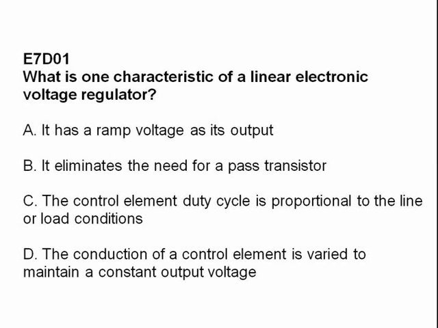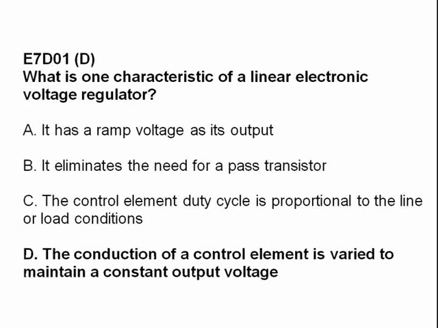What is one characteristic of a linear electronic voltage regulator? A. It has a ramp voltage as its output. B. It eliminates the need for a pass transistor. C. The control element duty cycle is proportional to the line or load conditions. D. The conduction of a control element is varied to maintain a constant output voltage. The answer is D. The conduction of a control element is varied to maintain a constant output voltage.